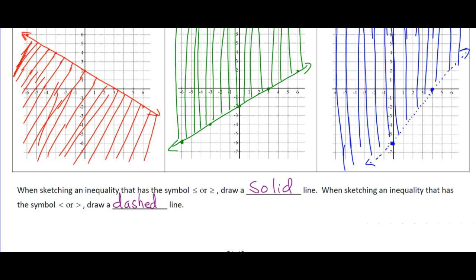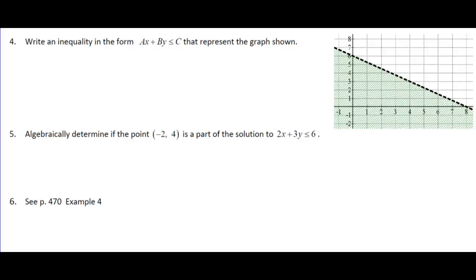Okay, so it's the difference between solid line and dash. Everybody good on this concept? Right? One or two of these on the test. Write an inequality in the form ax plus by is less than or equal to c that represents the graph shown. And okay, so somebody graphed this.